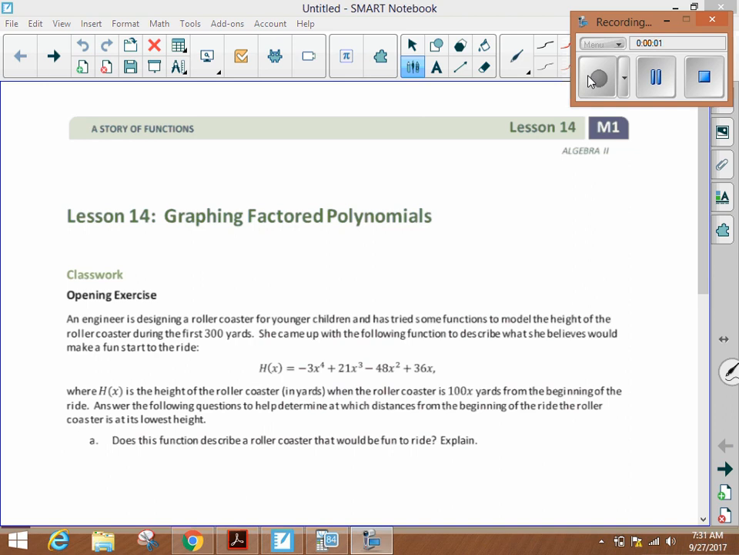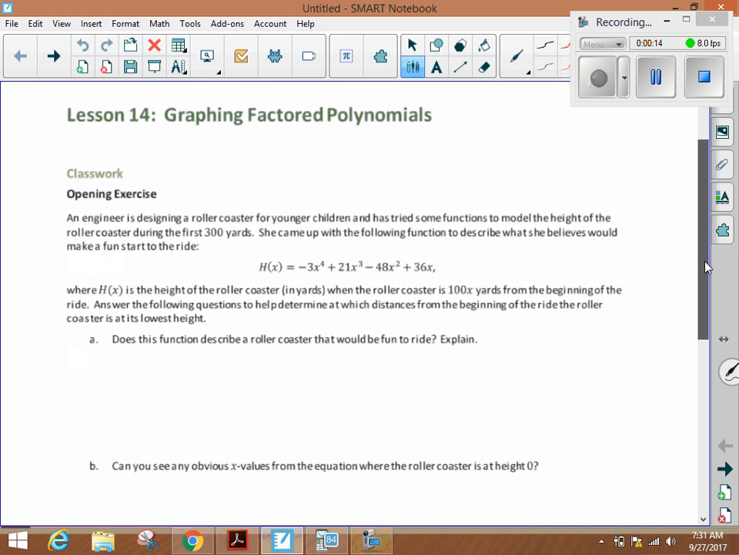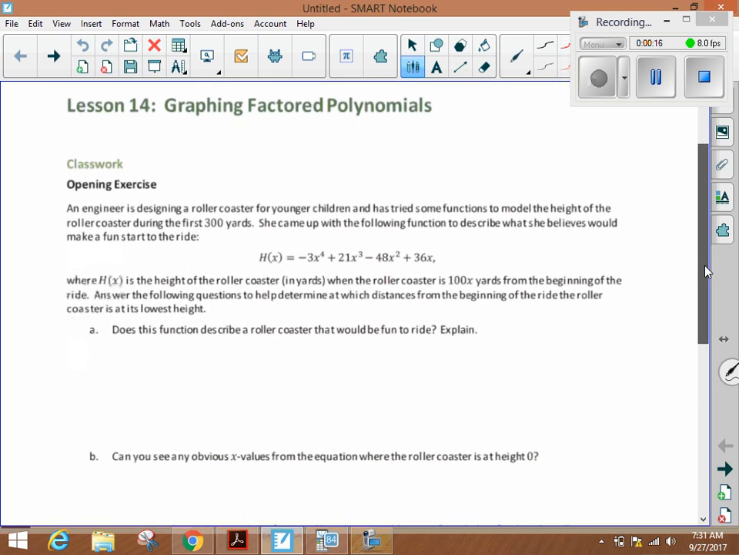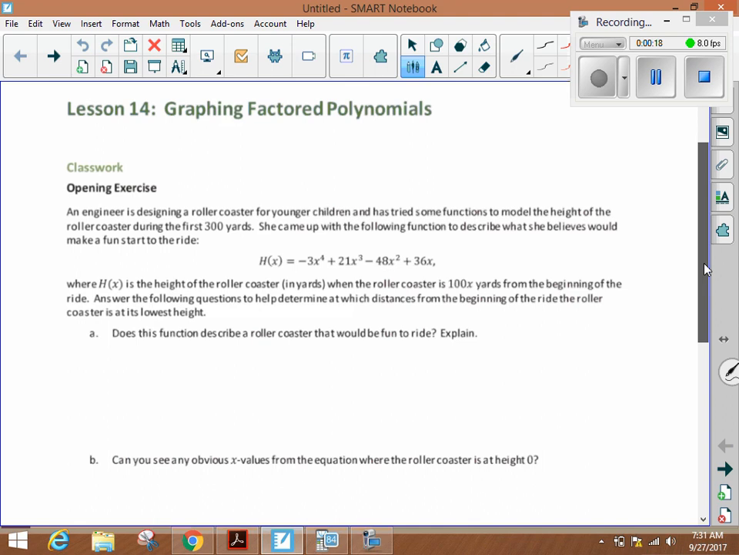Lesson 14, we're going to graph factored polynomials. And like I was saying, at this point you really, really need to have a graphing calculator. If you're planning on going to college, which you probably are, you're going to need one for that. So it wouldn't be money wasted to purchase one.